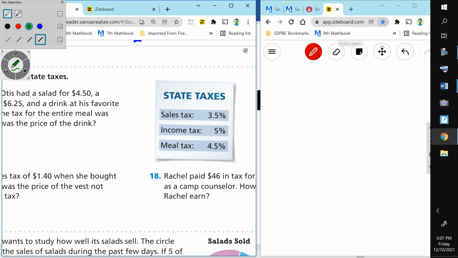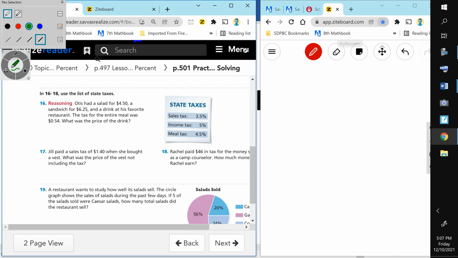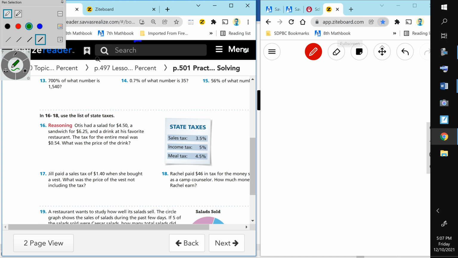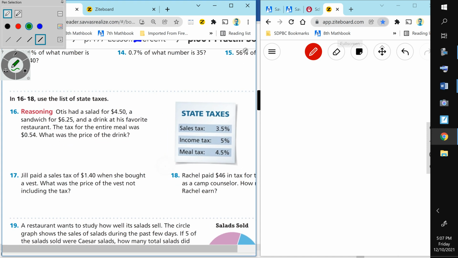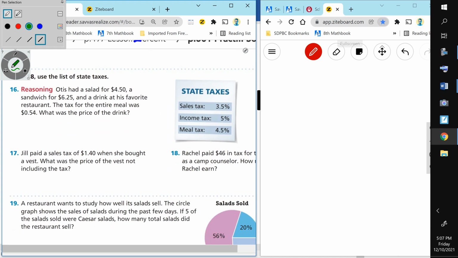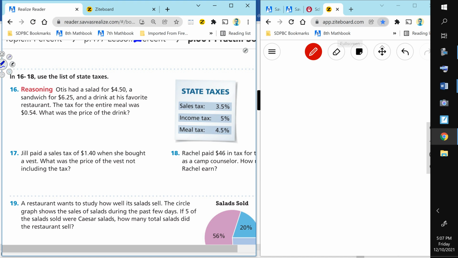All right. Number 16. Some of you might be a little bit confused by this. So we've got 4 more to do, okay? Number 16. On your own, this one's a little bit difficult, I'm not going to lie. Otis had a salad for $4.50, a sandwich for $6.25, and a drink at his favorite restaurant. The tax for the entire meal was 54 cents. Since it was the meal tax, we're only looking at that. What was the price of the drink?